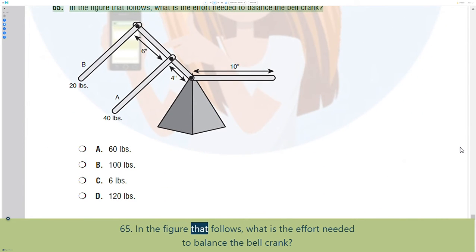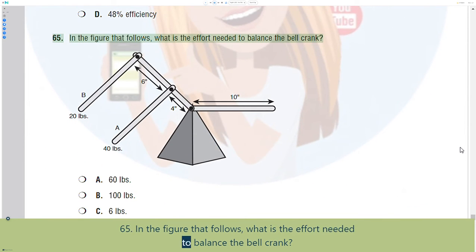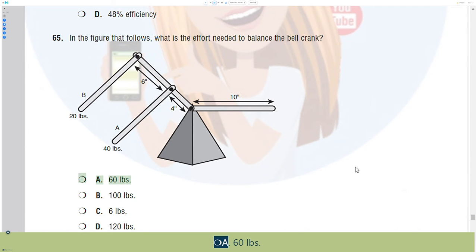65. In the figure that follows, what is the effort needed to balance the bell crank? 4. A. 60 pounds. B. 100 pounds. C. 6 pounds. D. 120 pounds.